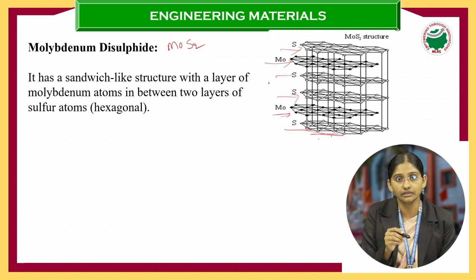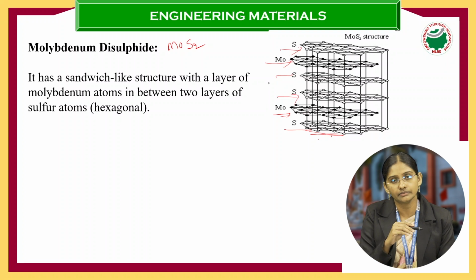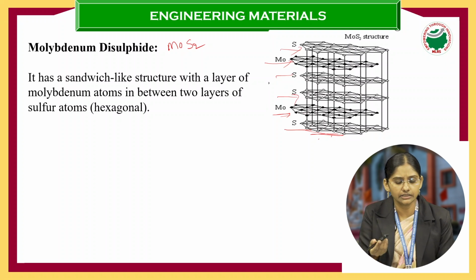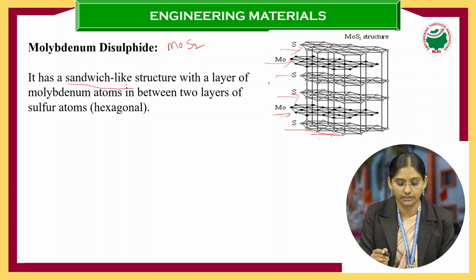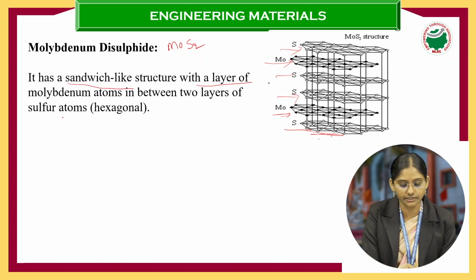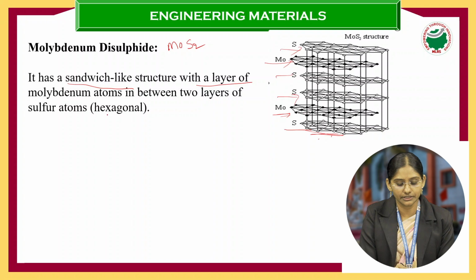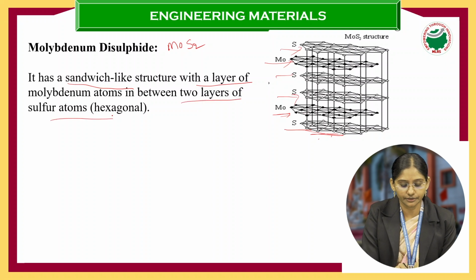Both are layer by layer, but in graphite, all the atoms are carbon atoms, whereas in the case of MoS2, this is also a layer by layer structure, but the atoms are different. That's why we have given the structure this name. It is a sandwich-like structure, with a layer of molybdenum atoms in between two layers of sulfur.